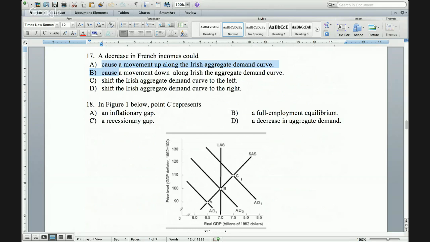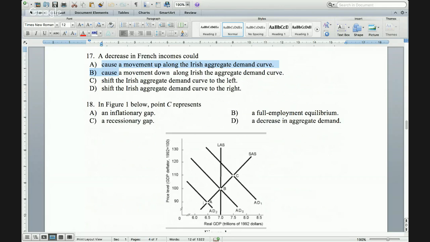purchasing power to purchase goods from abroad, for example, and that could cause a fall in Irish exports. And if there's a fall in Irish exports, that's part of your aggregate demand. Remember, your aggregate demand curve is made up of C plus I plus G plus NX: consumption, investment, government spending, and net exports. So if exports fall, you could have a fall in aggregate demand. So you have a shift in your aggregate demand curve to the left. That's a possible explanation there.